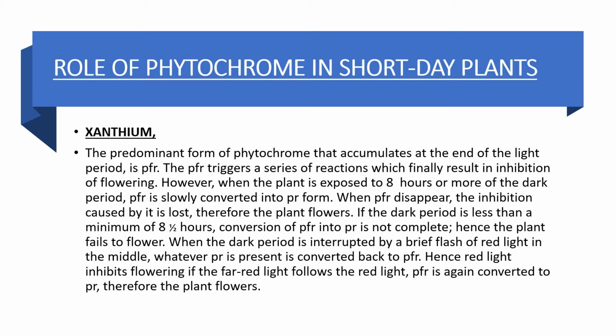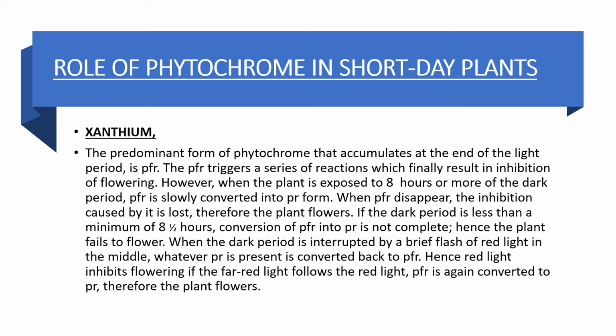However, when the plant has 8 hours or more of the dark period, Pfr is slowly converted into the Pr form. When Pfr disappears, the inhibition caused by it is lost, therefore the plant flowers. If the dark period is less than a minimum of 8.5 hours, conversion of Pfr into Pr is not complete. Hence the plant fails to flower.